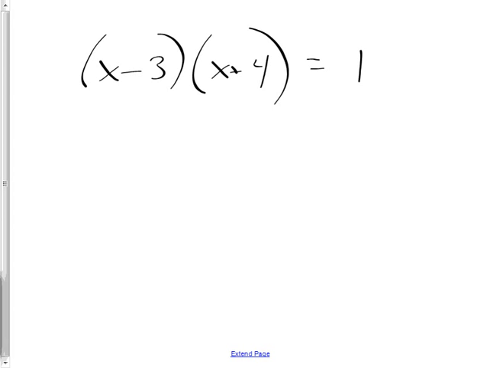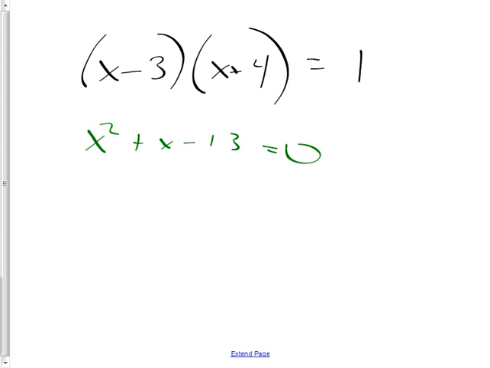All right, so here's what you should have been thinking. Got to multiply it out. X squared, outside inside makes plus x, and then negative 3 times 4 makes negative 12 equals 1. Then I move the 1 over to the other side by subtracting 1 from both sides. So really this becomes negative 13.